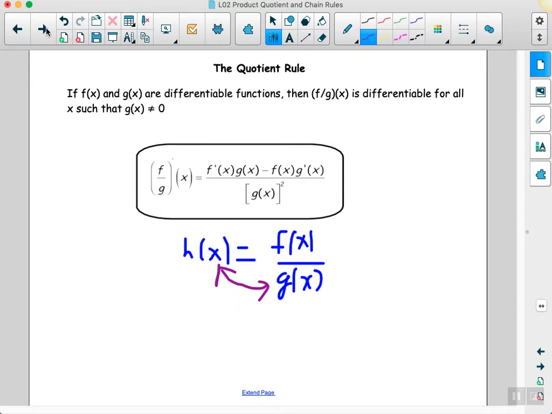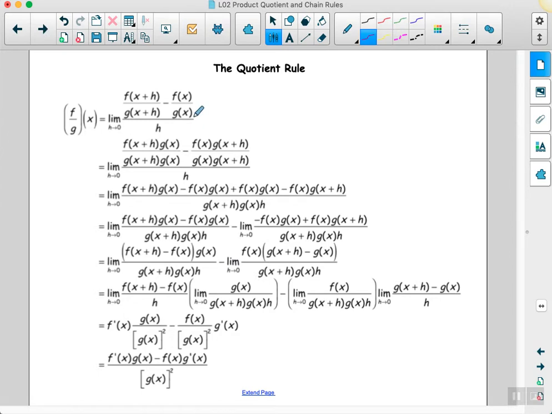Now I'm going to show you a different approach. So we're just going to go back to our first principle definition. If we're trying to find the derivative of this, probably should have little prime sitting there because I am trying to take the derivative of that. It should be f at x plus h over g at x plus h minus f at x over g at x. And what we're going to do now is get a common denominator.